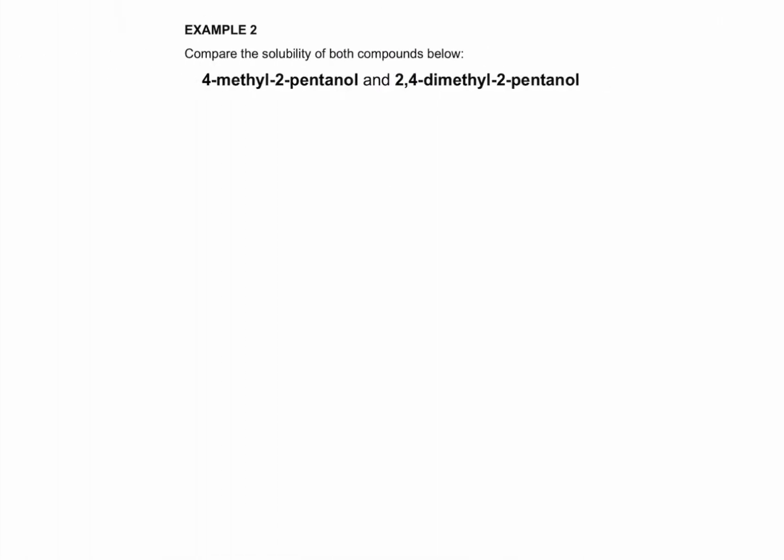Now we got example 2 where I need to compare the solubility based on these two names. So what you're gonna do, the first one you have to draw. So let's draw it first. You got 4-methyl 2-pentanol. So pentanol, you got 5 carbon atoms. So I'm going to draw 5 carbon atoms. Give the numbering for your structure. And after that, at carbon number 2, you have OH. And at carbon number 4, you got methyl.